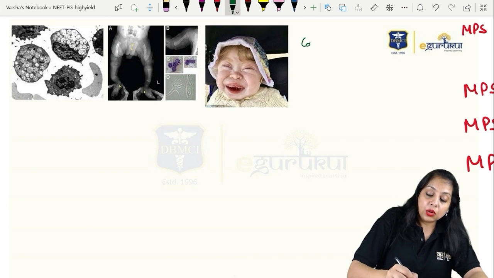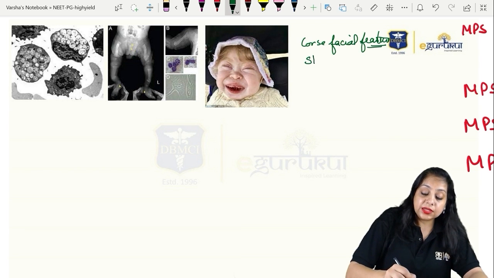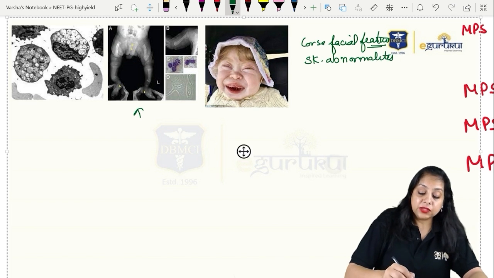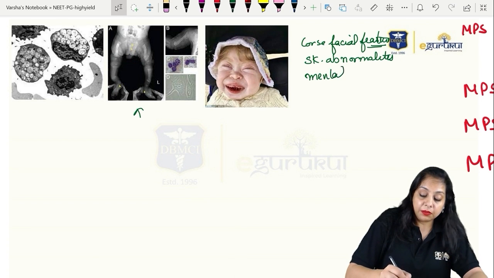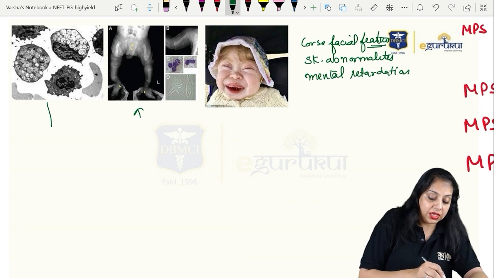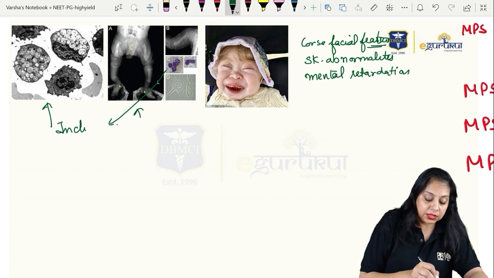What do we see? Coarse facial features, skeletal abnormalities as seen here, and severe mental retardation. In the lysosomes, what we see there are inclusion bodies. Why are they inclusion bodies? These inclusion bodies are accumulated in the lysosomes.